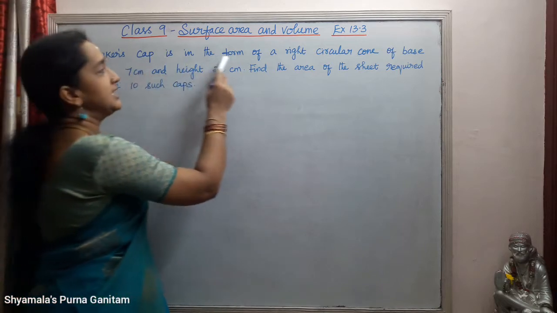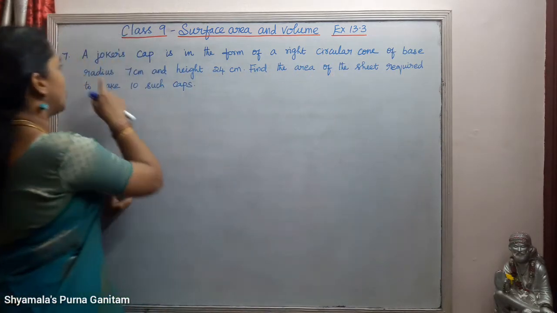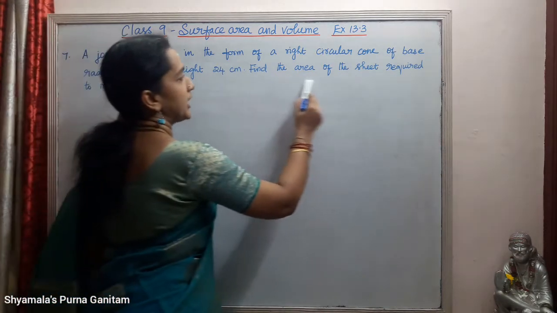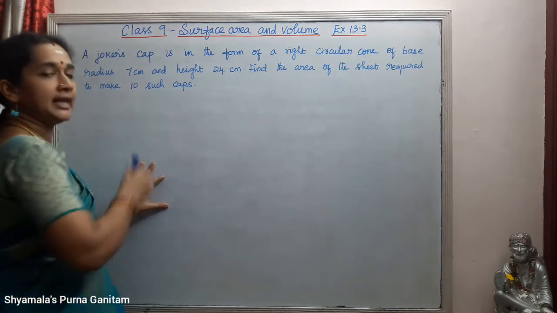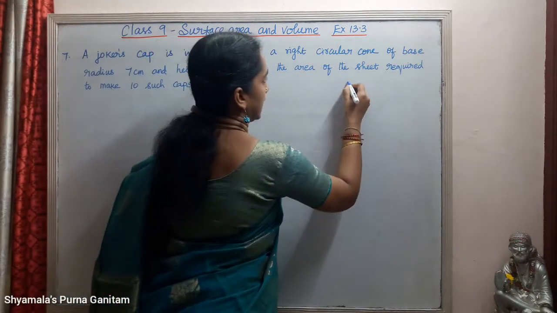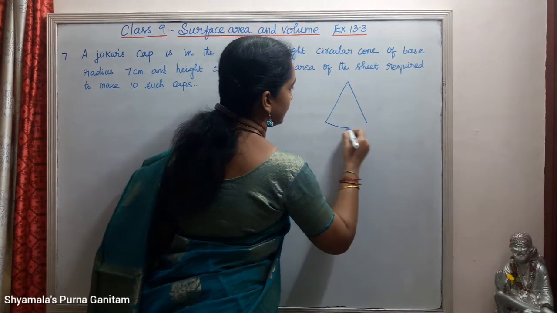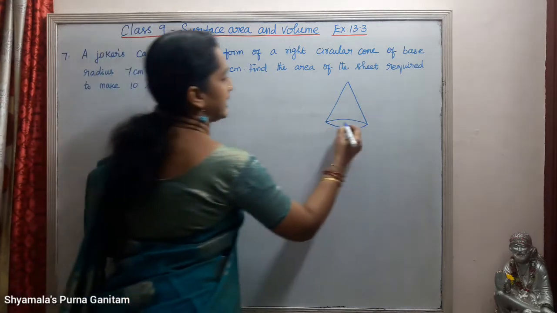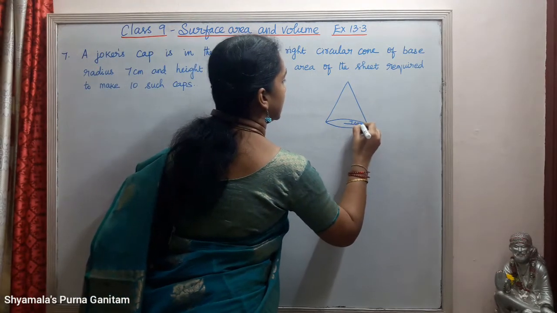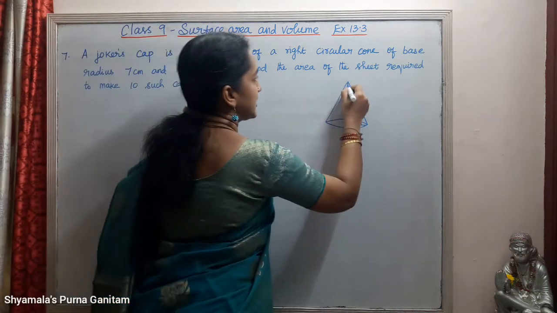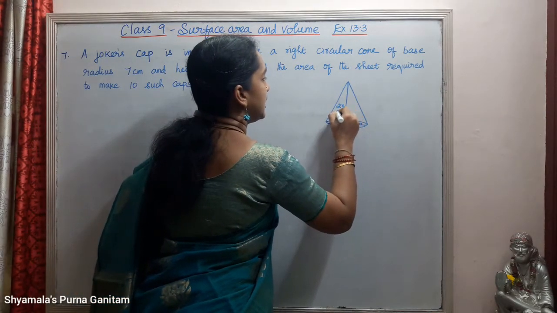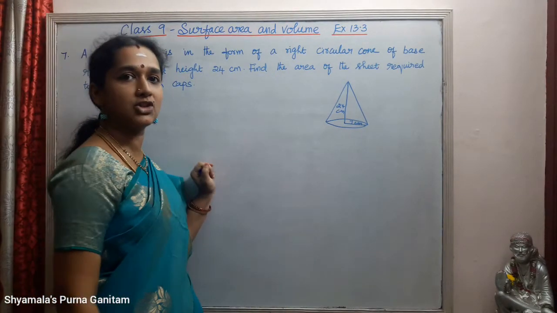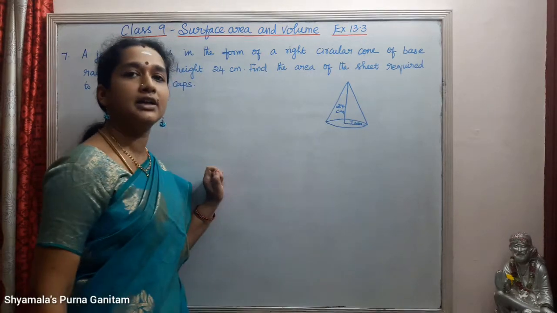A joker's cap is in the form of a right circular cone of base radius 7 cm and height 24 cm. Find the area of the sheet required to make 10 such caps. So joker's cap is in the form of a right circular cone. For that the base radius is given as 7 cm and height h is given as 24 cm. We are asked to find the area of the sheet required to make 10 such caps. So actually we need to find the curved surface area.